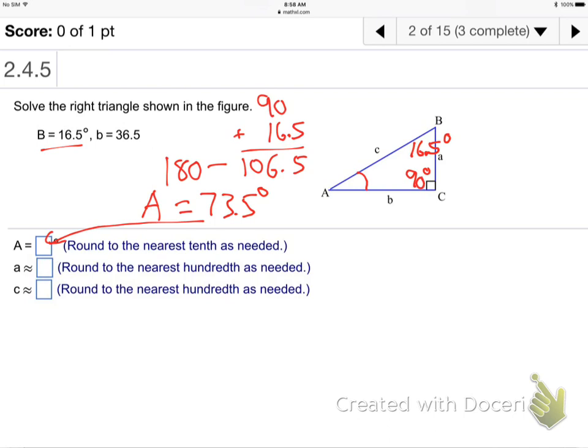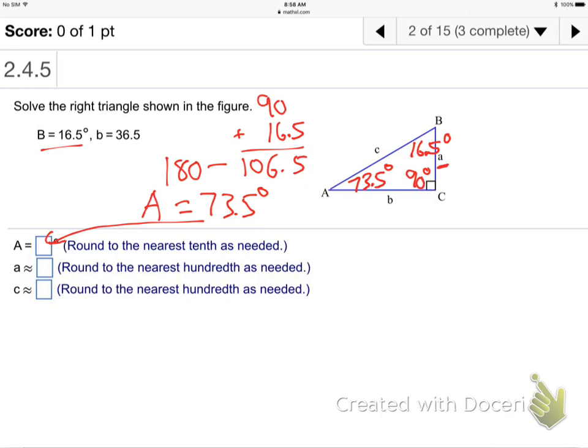Good so far? Just total 180. Every triangle has 180 degrees total. And okay, so next they want us to find the little a. So I'll put angle big A, 73.5 degrees right there. Okay, now they want me to find the little a over here.